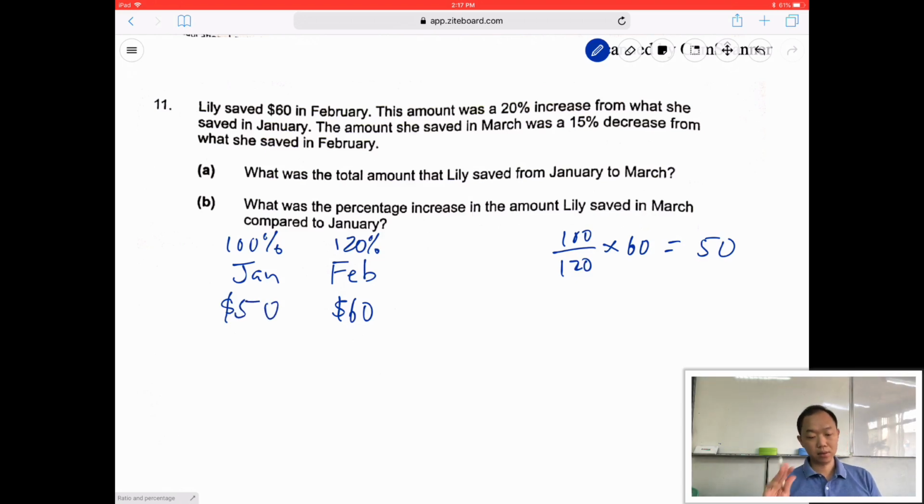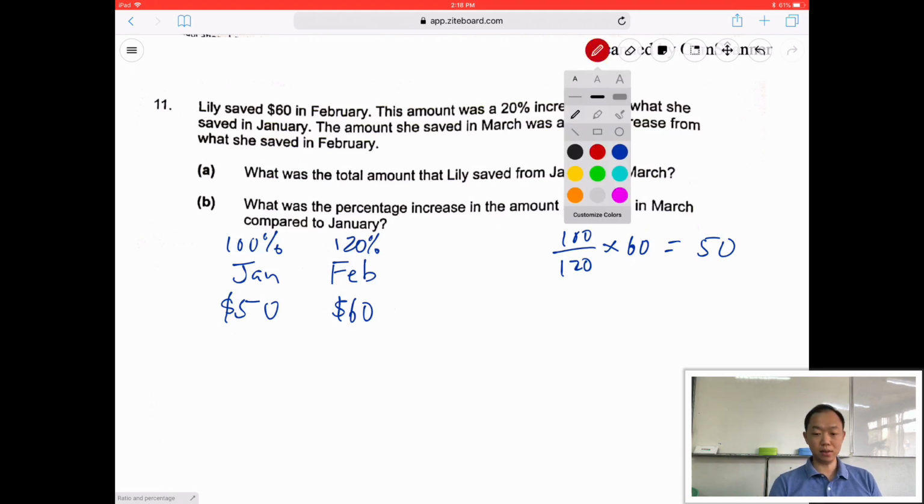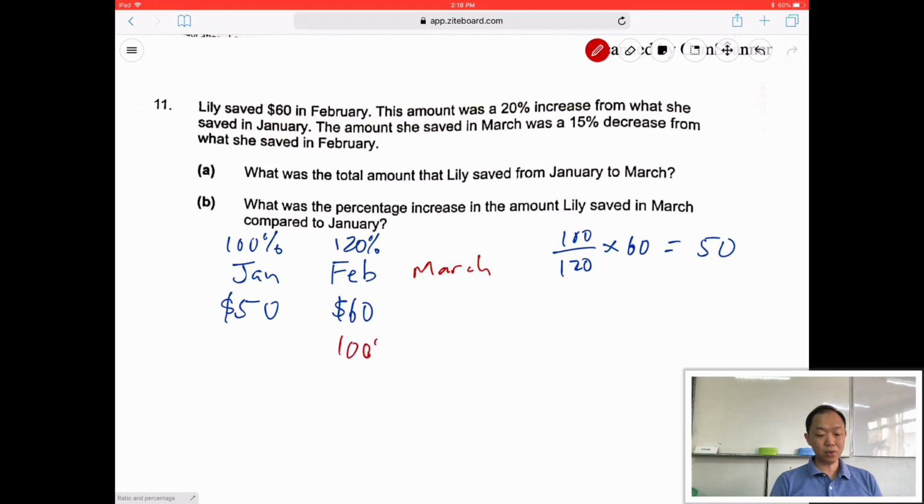Sorry, I read too fast. Next, the amount she saved in March was 15% less than February. So I'm gonna use another color. So March is a 15% decrease. That means this is a new 100% and this is 85%. Okay, do you know why? Because it's a 15% decrease from February. So I have a change in 100%. At first the 100% was January. Now the 100% is February. Okay, so to find March, how much was it in March? I gotta take 85 out of 100 times 60.